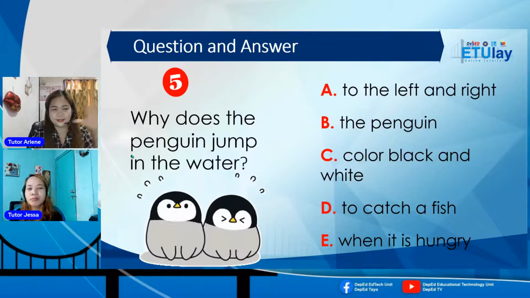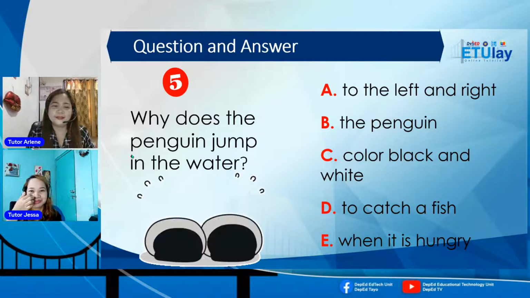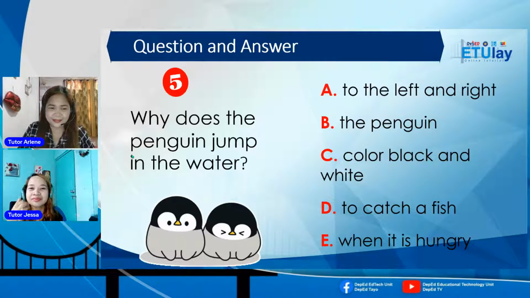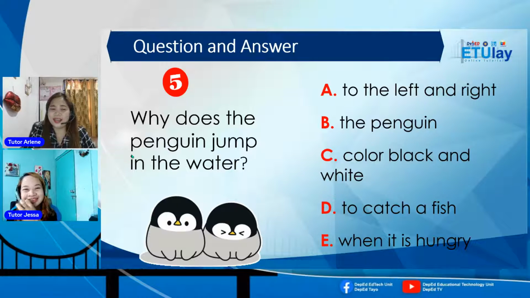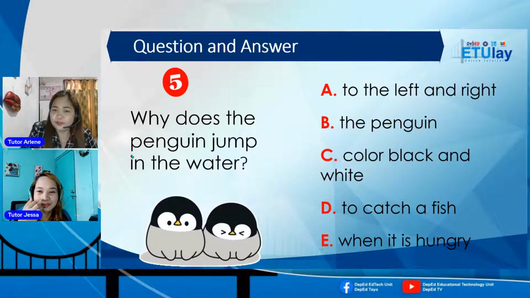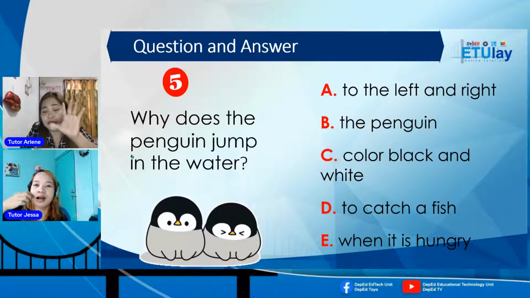And for number 5. Ayan na for number 5. Go, Tutor Arlene. For number 5, why does the penguin jump in the water? Okay, is it letter A to the left and right? B, the penguin, C, color black and white? Letter D, to catch a fish? Or letter E, when it is hungry? Okay, kids, number 5 na.